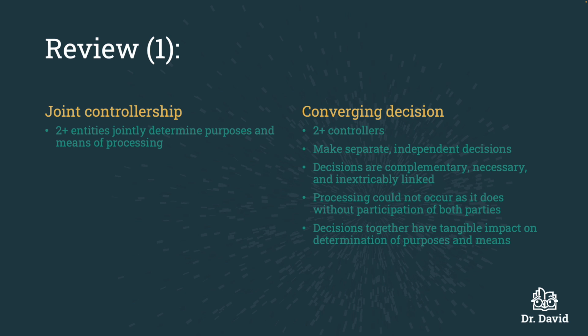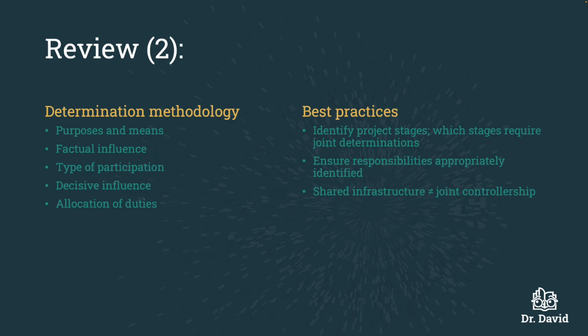The decisions together have a tangible impact on the determination of the purposes and means. This is a converging decision. Your determination methodology at a high level: purpose and means, factual influence, type of participation, decisive influence, and allocation of duties. Remember, type of participation, this is determining, is this a converging or a common decision? And finally, for best practices, identify the project stages, which stages require joint determinations, ensure responsibilities are appropriately identified, and remember that shared infrastructure does not necessarily mean joint controllership.